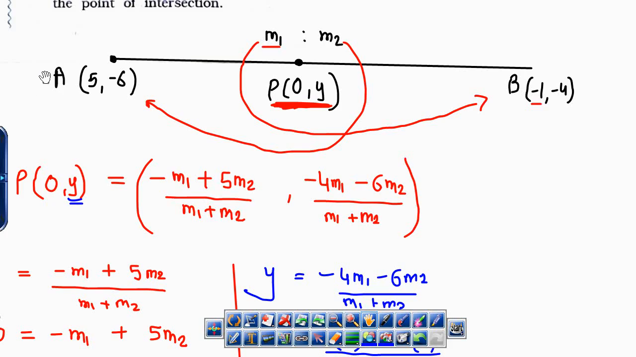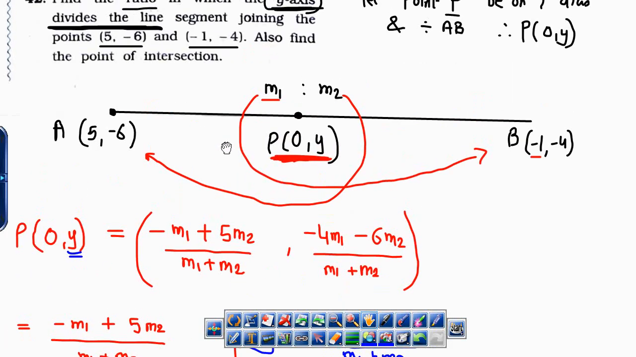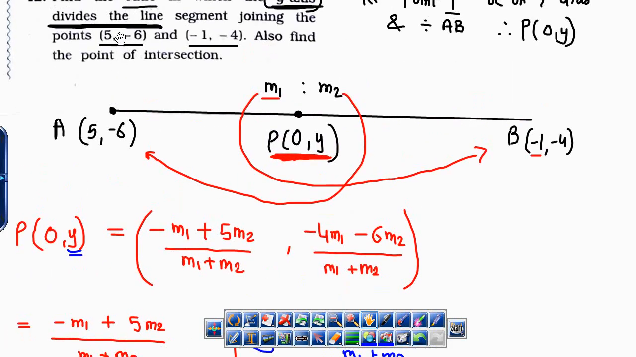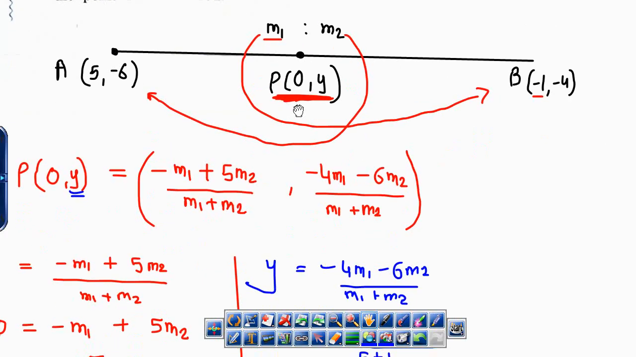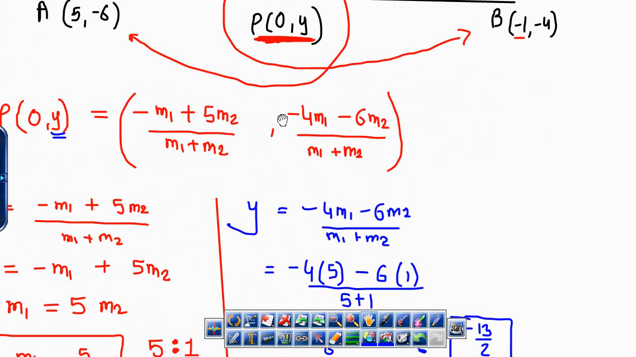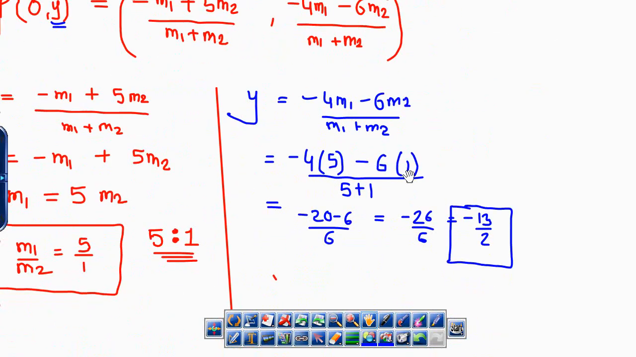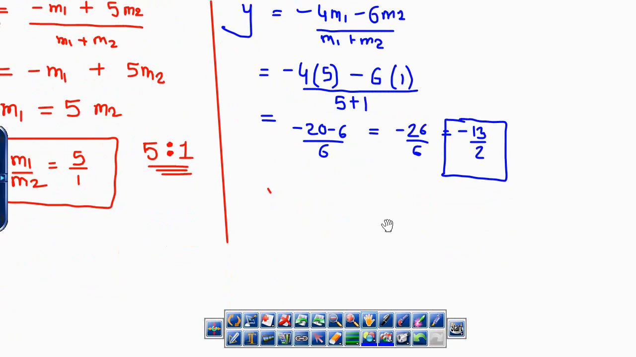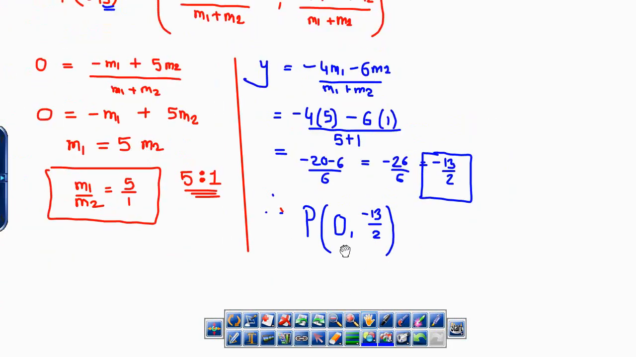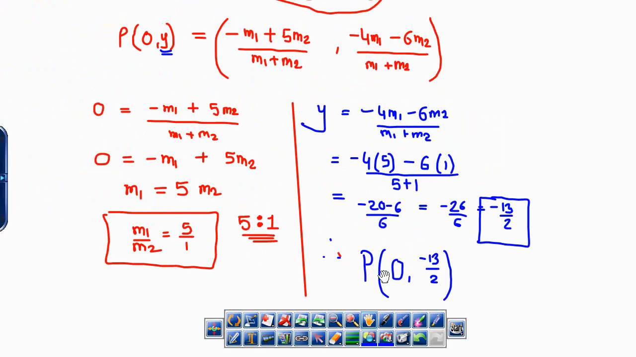Minus 4 m1 on question B. Sometimes the question itself is wrong, wrongly copied, I mean. So the question is copied correctly, the y calculations minus 4 m1 minus 6 m2 are okay, and minus 20 minus 6, everything is okay. Therefore the dividing point P is (0, minus 13 by 2), the second answer. Full 3 marks for doing this much.